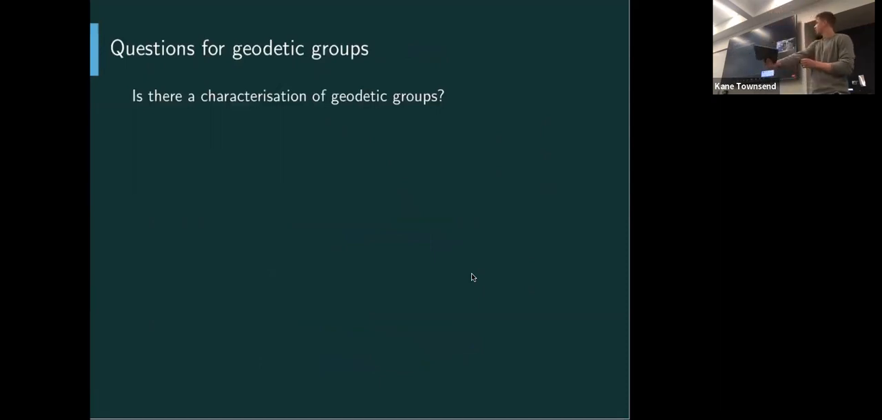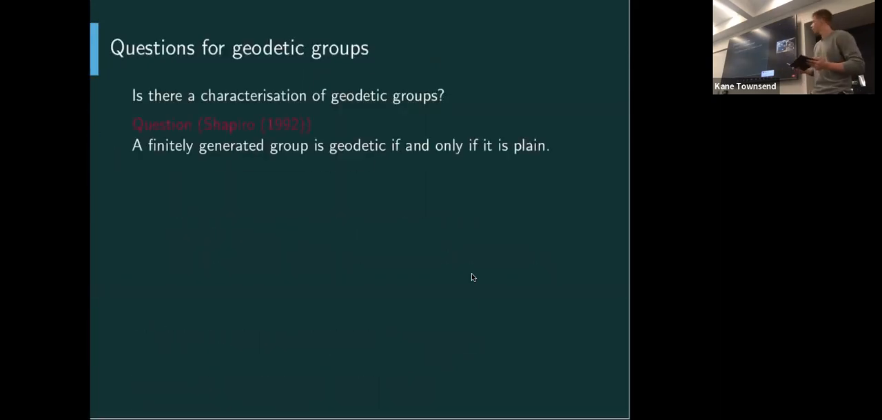Cool. So there are some classic questions for geodetic groups, and what I'm going to do is talk about what we know there, and then talk about what we can work out for k-geodetic groups. The questions for geodetic groups are: what type of groups are geodetic? Are they characterized if and only if they are plane? So are geodetic groups exactly those that are plane?